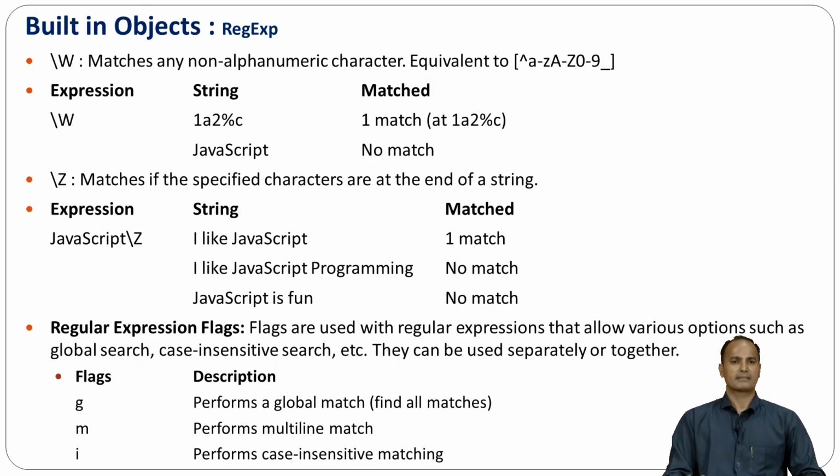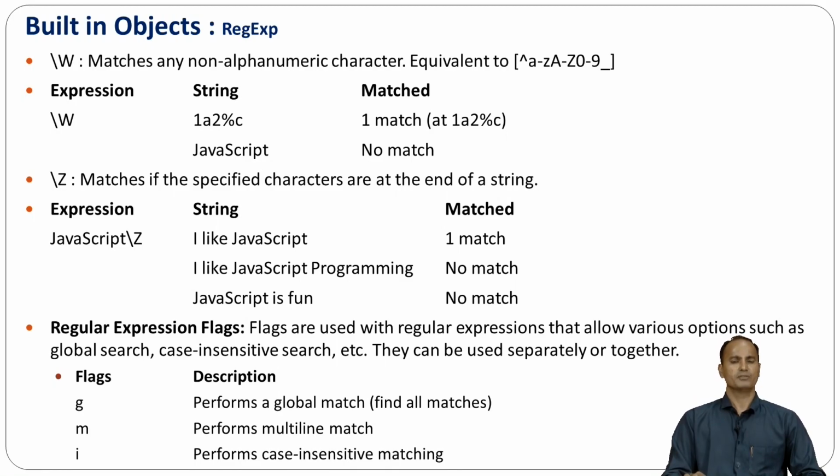Capital Z with a backslash matches if the specified characters are at the end of the string. "I like JavaScript": one match. "I like JavaScript programming": no match. "JavaScript is fun": no match, because JavaScript is not at the end of the string.